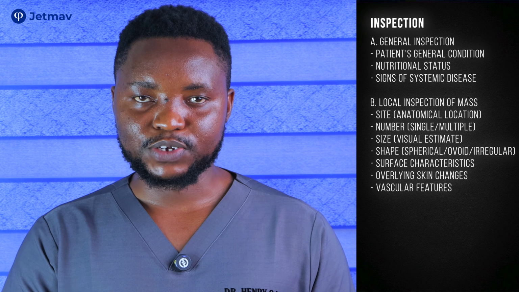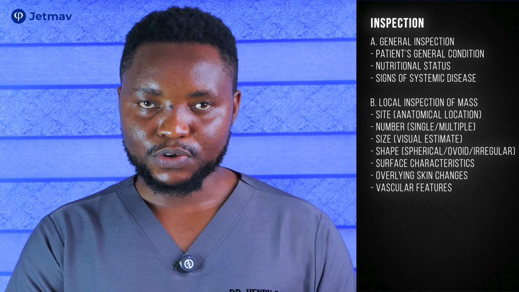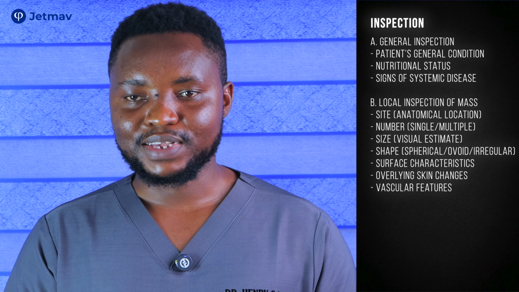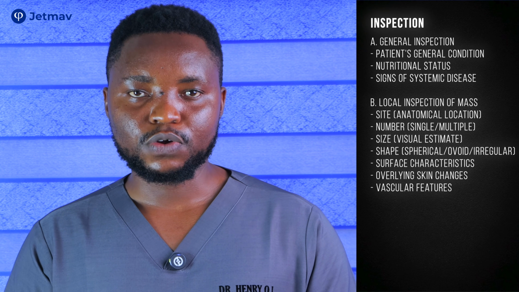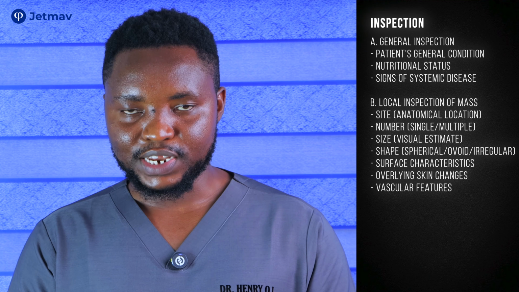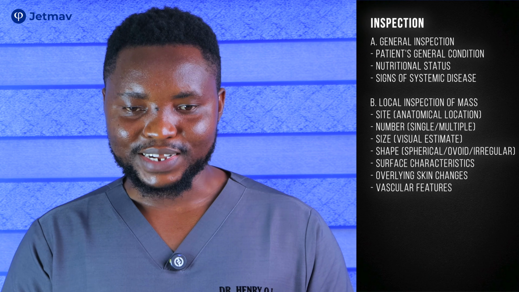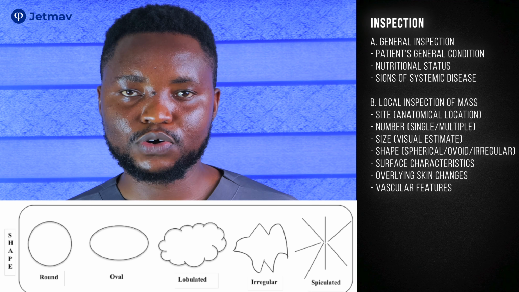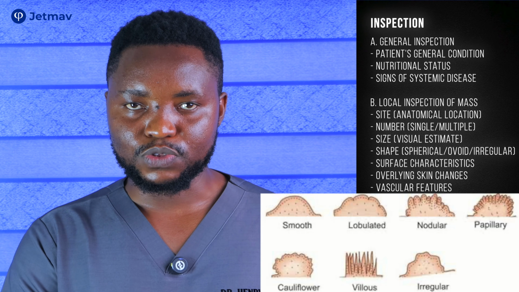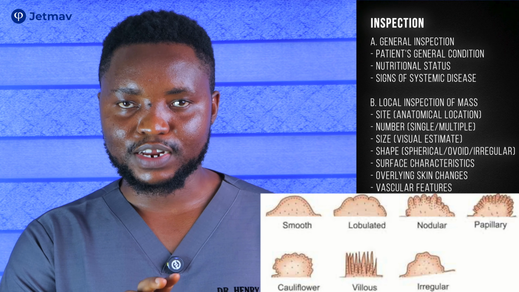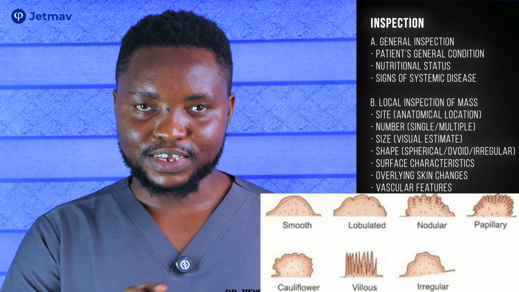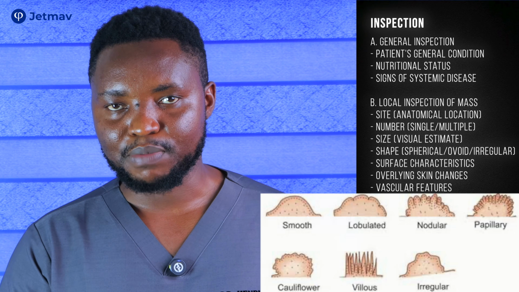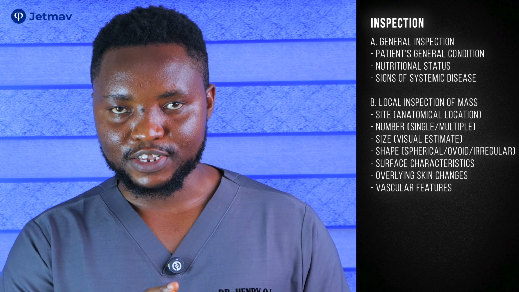First of all, under inspection, we are going to look at the site, where we note the anatomical location of the mass. Then we also look at the number, whether the mass is just single or multiple. We're also going to look at the size, so we'll try to visually estimate the size. We're also going to look at the shape of the mass. The shape can be spherical, ovoid, irregular. Then we're also going to look at the surface characteristics of the mass. You also look at the overlying skin. Then also try to note the vascular features, whether there is increased blood flow to the area of the mass. So these are the things you must note on inspection.